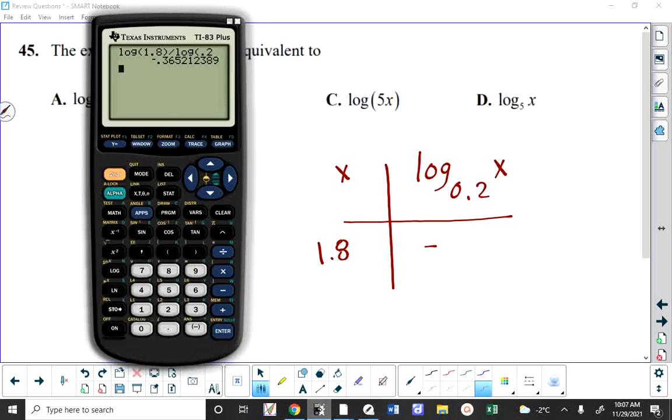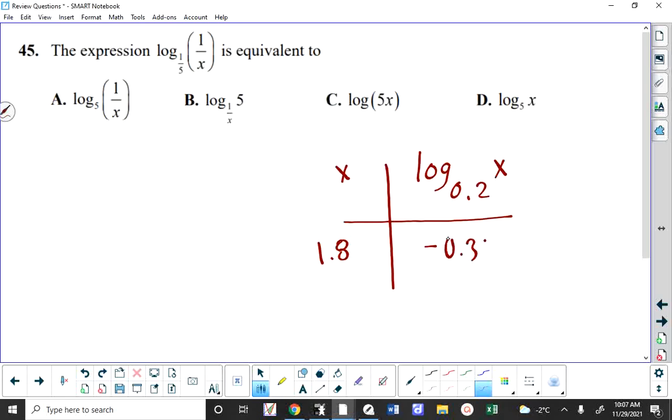But it's unimportant. What did I say? Negative 0.365, approximately. We'll recognize that number again. So now what I'm going to do is evaluate each of these with that same 1.8 for x and see if I get that number.